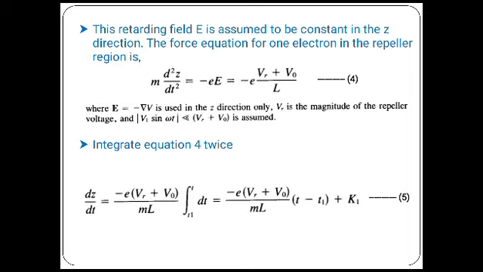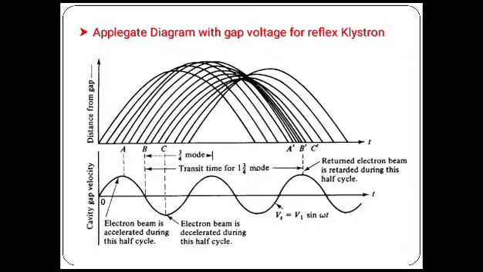So when you apply the acceleration formula, you will get m d square z by dt square equal to minus e times (VR plus V naught) by l. Integrating, we will get dz by dt equal to minus e times (VR plus V naught) by ml, integrated from t1 to t dt. So substitute the value, and you will get the Applegate diagram. The electron beam is accelerated during one half cycle and decelerated during the other half cycle.